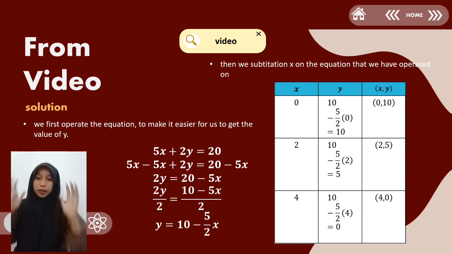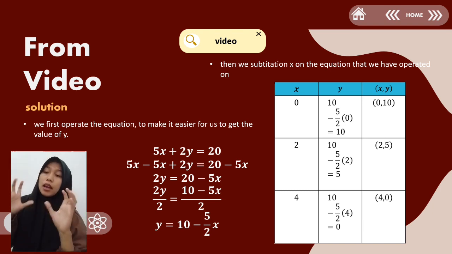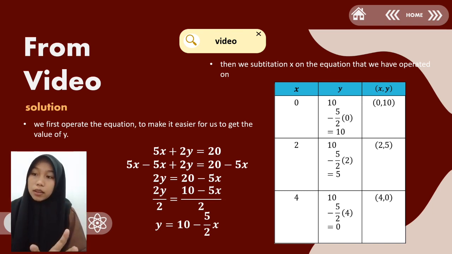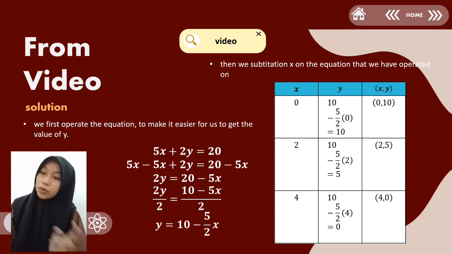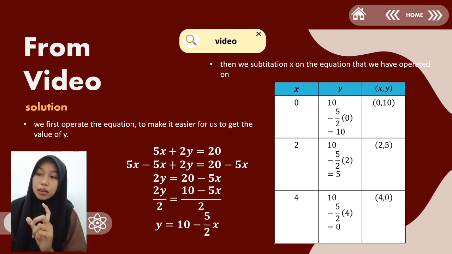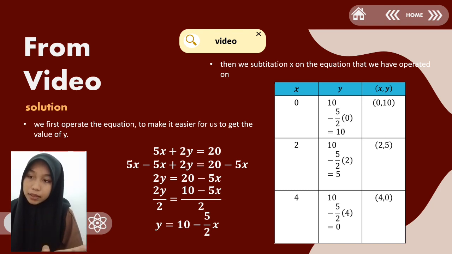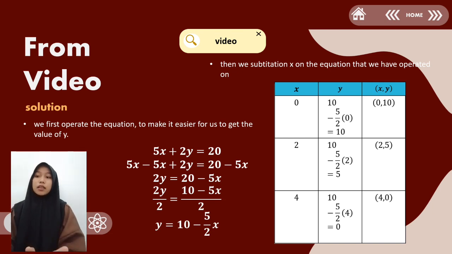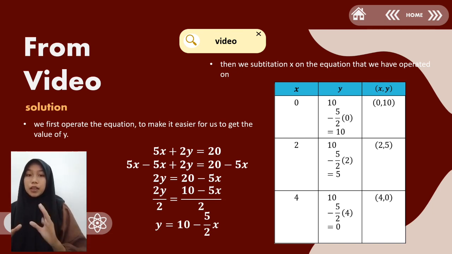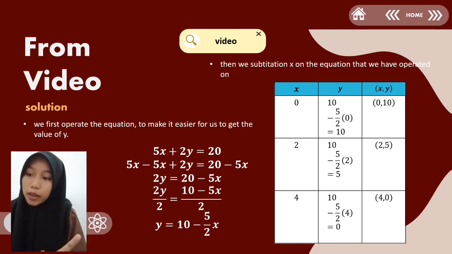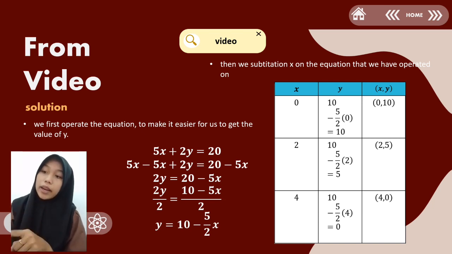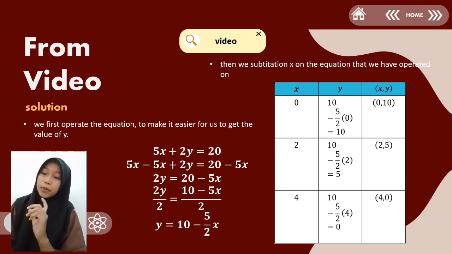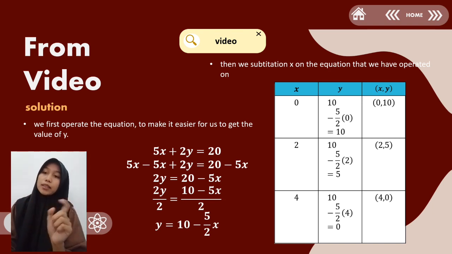So we add both sides with negative 5x. So 2y equals 20 minus 5x. And next, we divide both sides by 2. So y equals 10 minus 5 over 2 x.